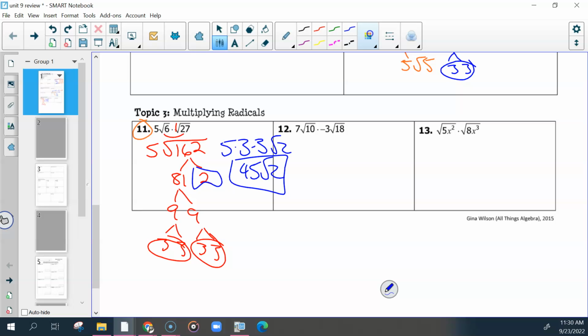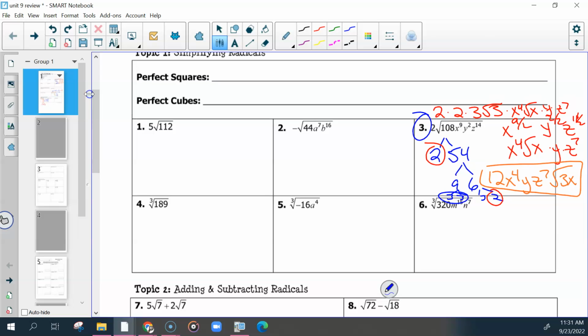Alright, any others on this first page? Any others we want to see, go over, have questions about before we move on? Any others? You want to see, go over, have questions about?